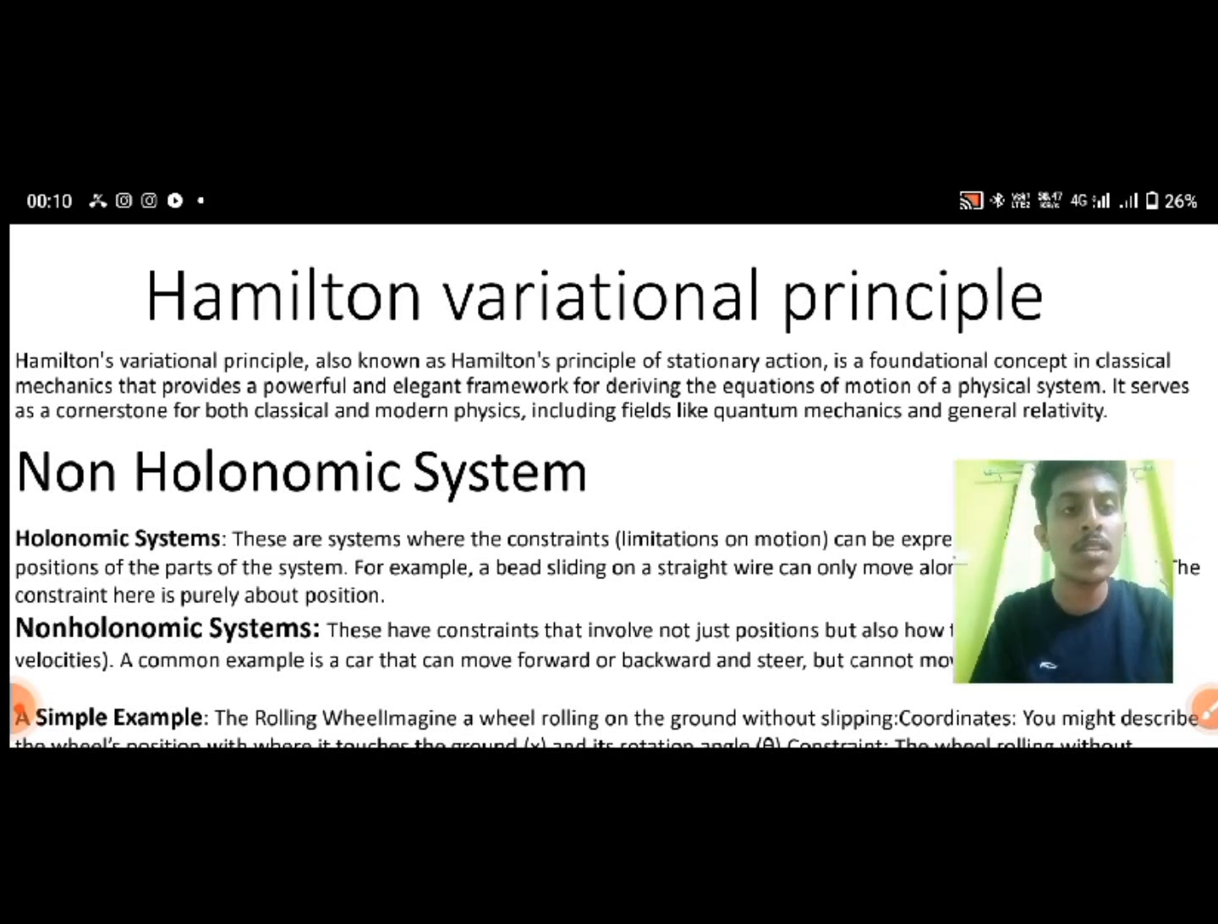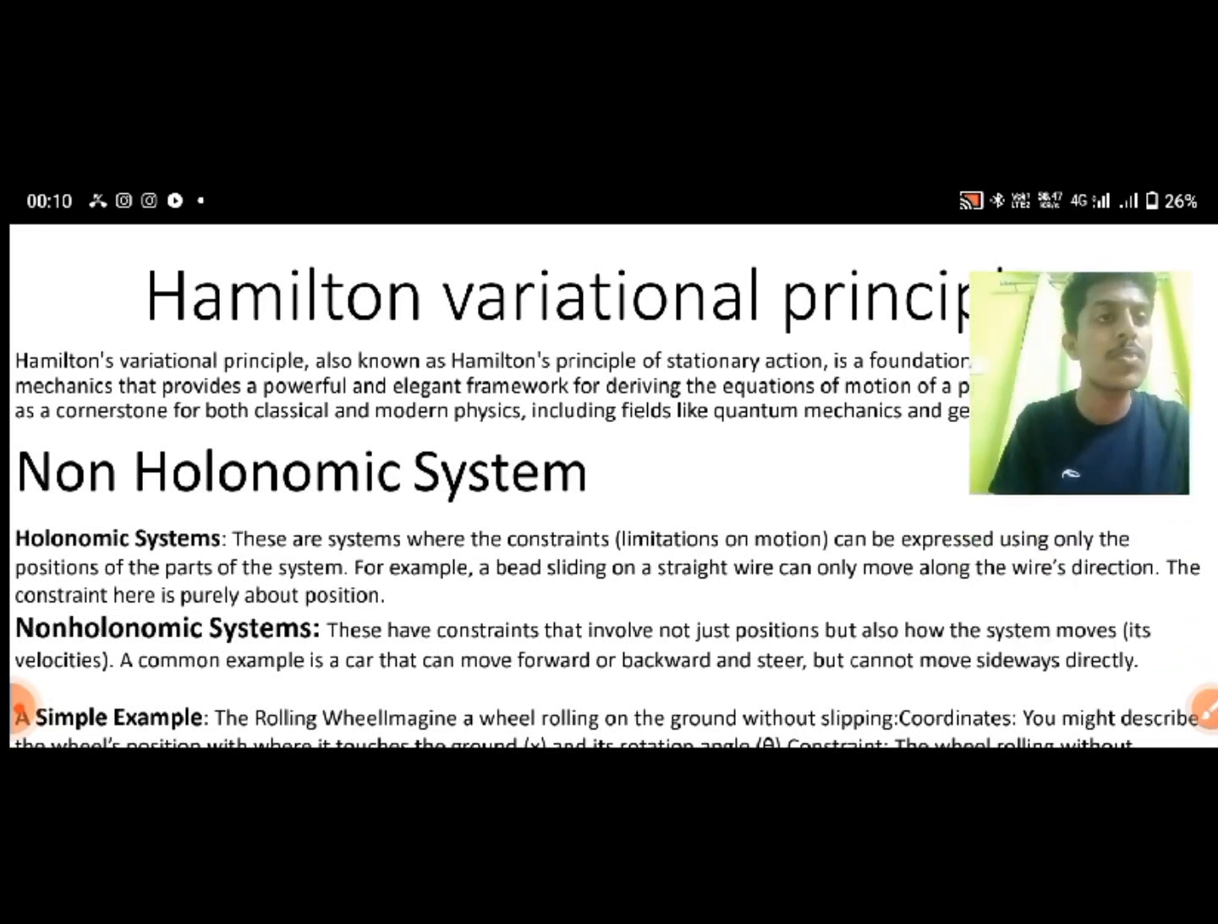Holonomic constraints are constraints which can be expressed in terms of position and time only. There are no derivative forms, and it is possible to integrate very easily. Example: a bead sliding on a straight wire can only move along the wire's direction, that means forward or backward.